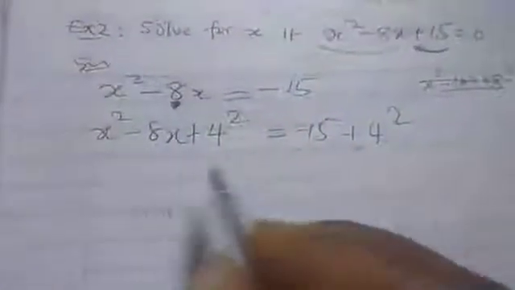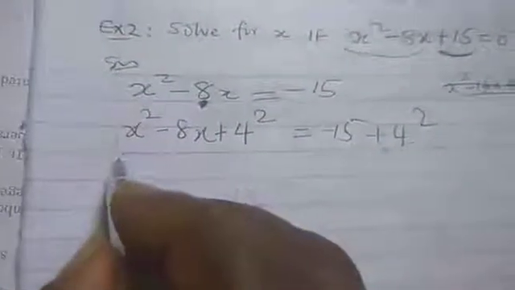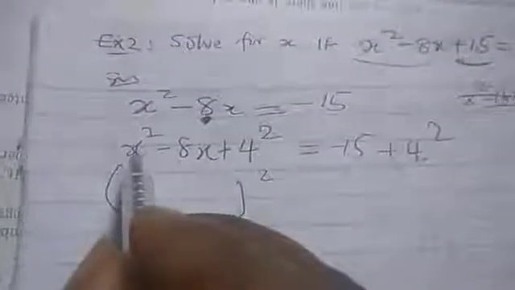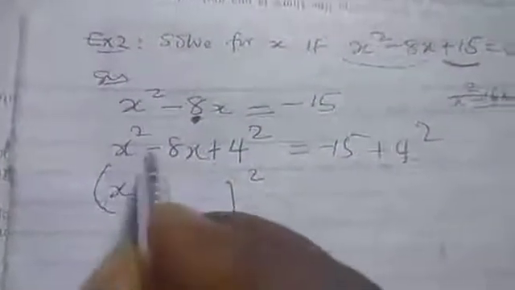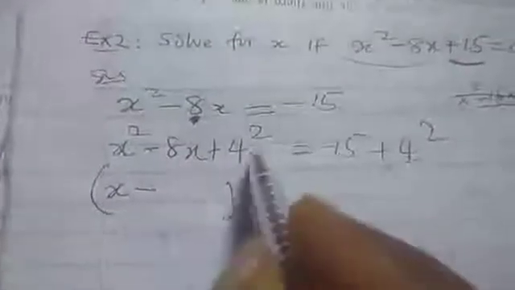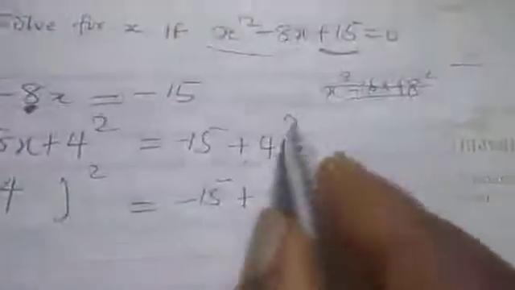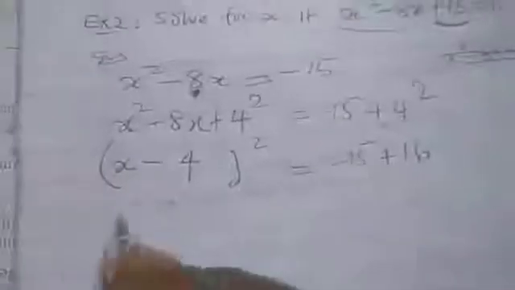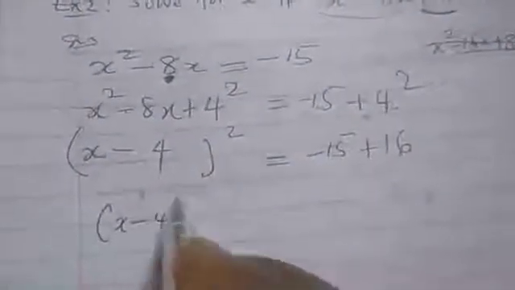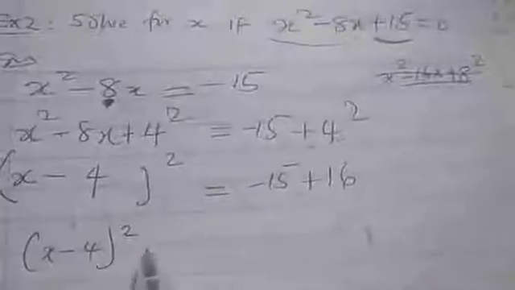Now, to complete the square, open a bracket, put squared. Put x, the sign, put 4, what you are adding. This one, minus 15 plus 4 square will give me 16. So what we are having there is x minus 4 all squared equal to minus 15 plus 16, that is 1.